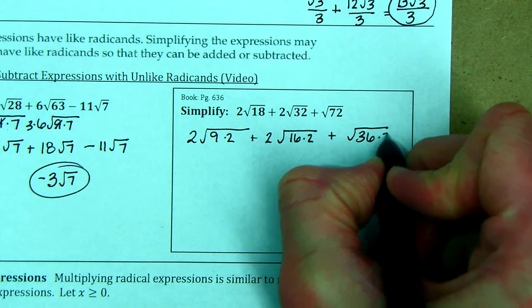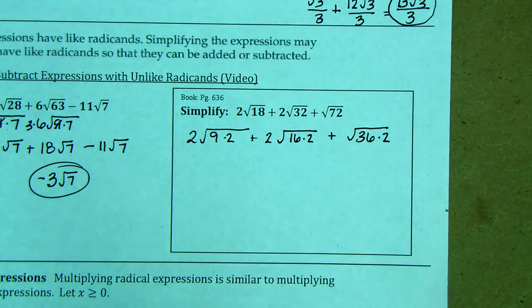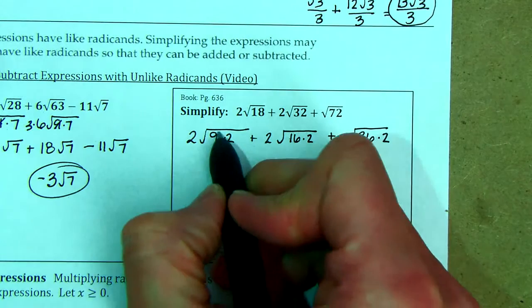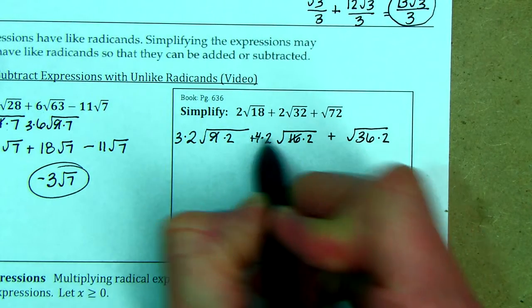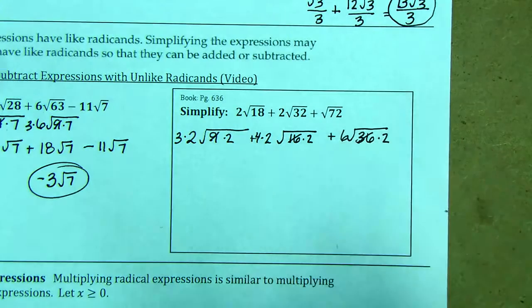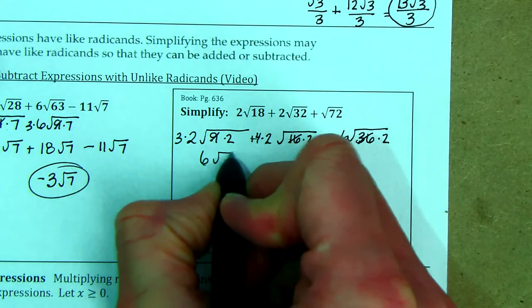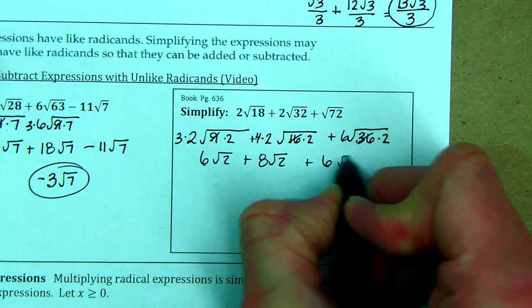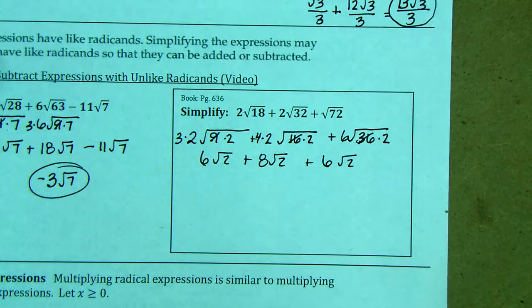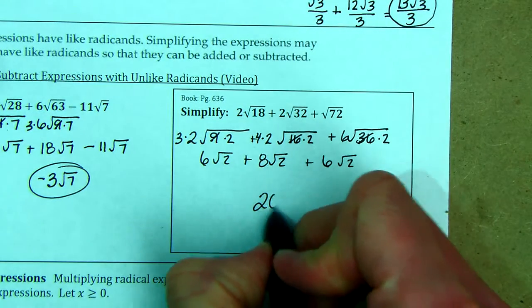Okay, so I can take this one out, multiply it by 3. I can take this one out, multiply it by 4. I can take this one out, and I have a 6. So now I have 6 square root of 2 plus 8 square root of 2 plus 6 square root of 2. Combine like terms because they're all like radicals. So 6 plus 6 is 12, and 8 is 20 square root of 2. Not bad. Disregard the blob.